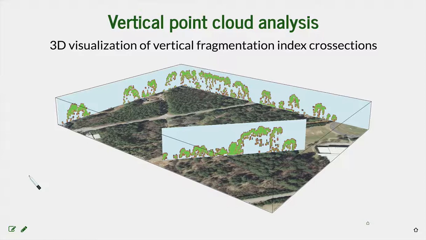And then you can use a full volume visualization and a cutting plane, and you can move this cutting plane around the space and explore how the vegetation actually looks like in these different areas. So you can see the height of the vegetation, like here, but you can also see whether there is or there isn't any understory vegetation.